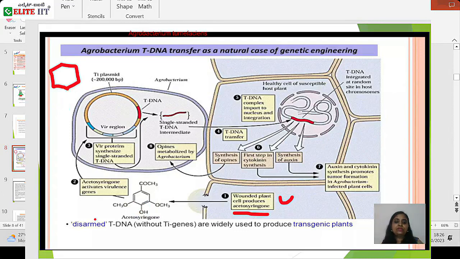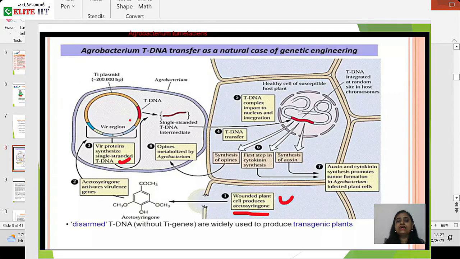Okay. So this is one type of phenolic, that is acetosyringone. This is released from the plant cell. Now acetosyringone activates virulence genes. Virulence genes means vir, or the vir genes. Okay, A to E. Now the third step is that vir proteins synthesize single stranded DNA.